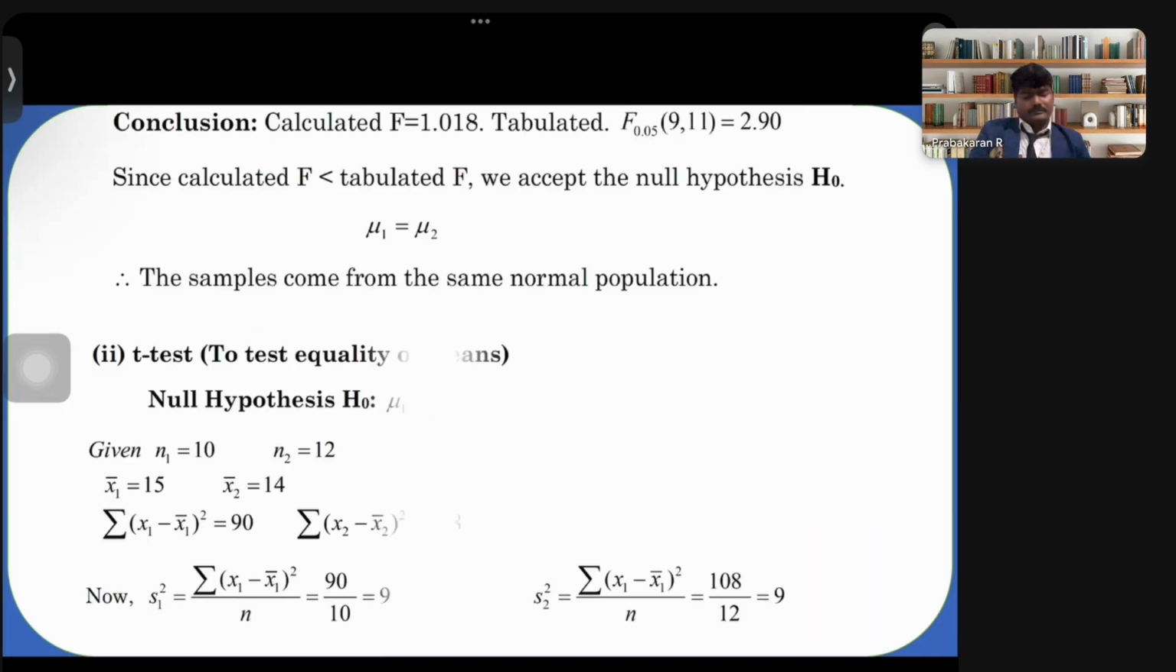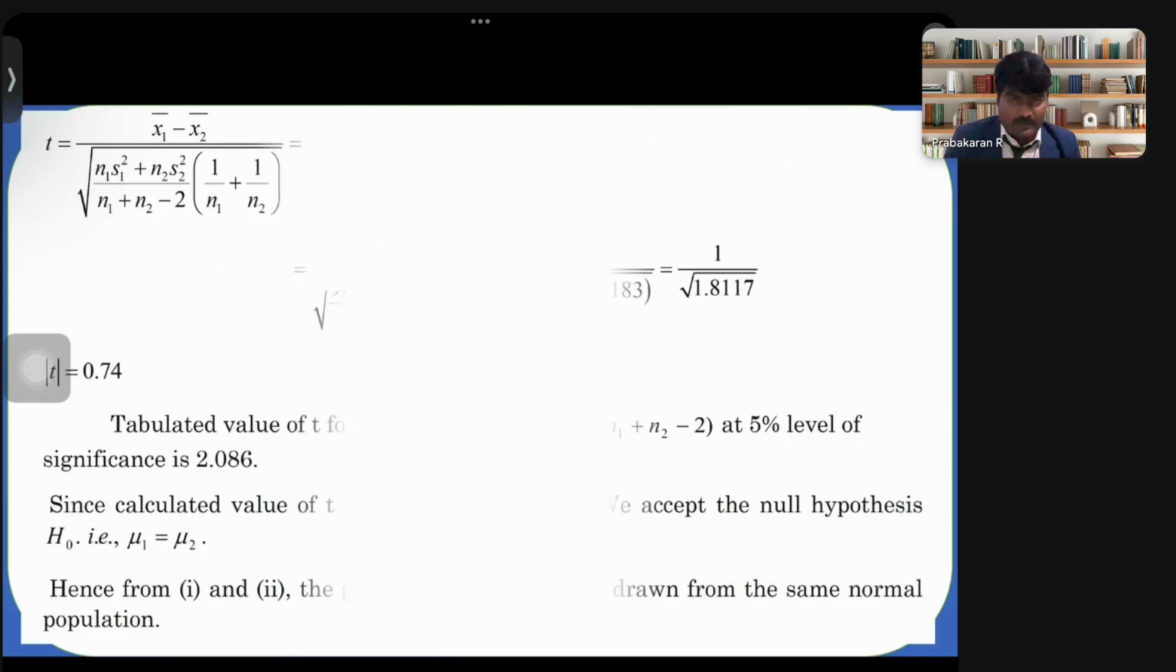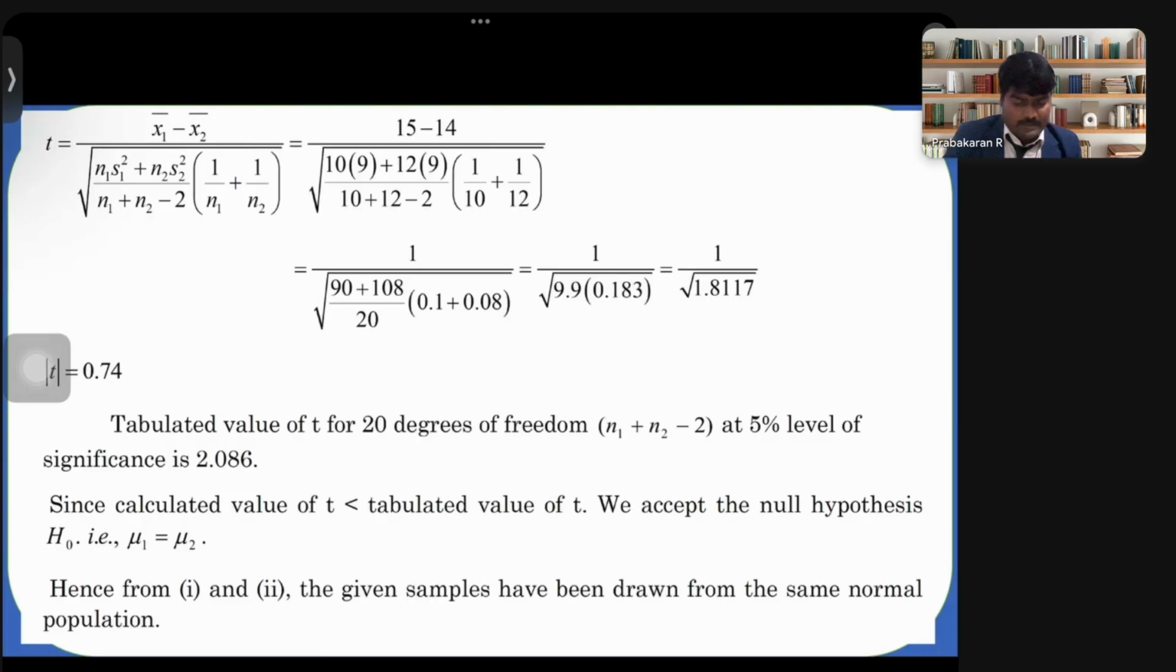Next, we went for the t-test. Similarly, we make use of all the values, the averages of the first and second samples and their variances, and put them in the formula. We got the test value as 0.74. The degrees of freedom is n1 plus n2 minus 2, which we obtained as 20. In the table we got 2.086. Comparing these two, the table value is greater in this case also, so we can accept H0.